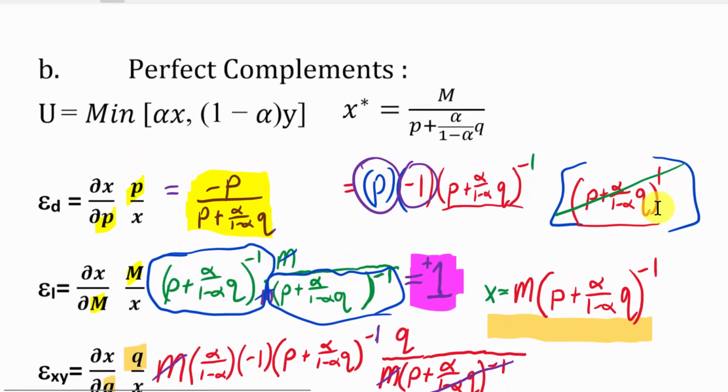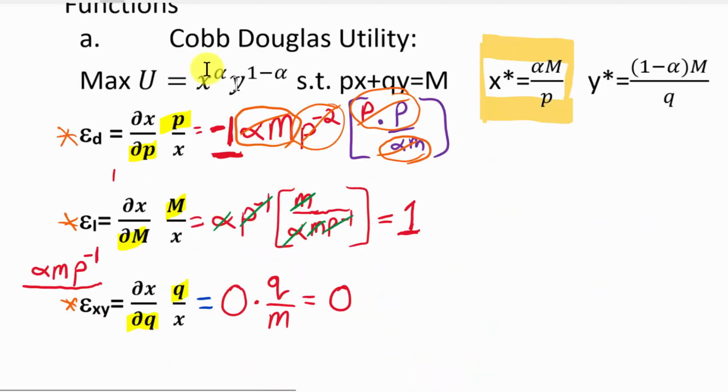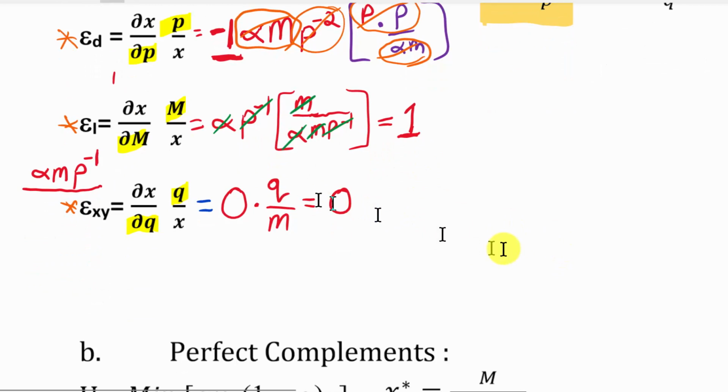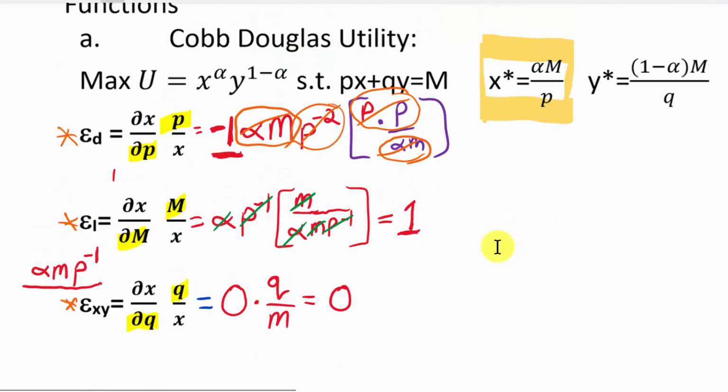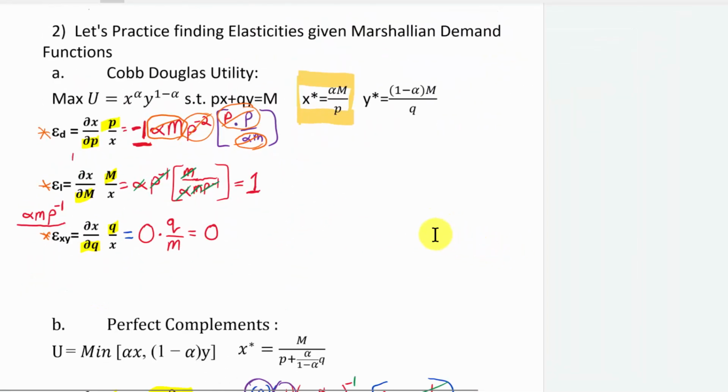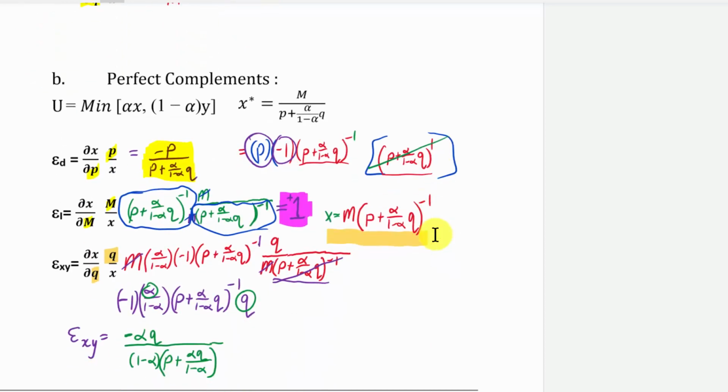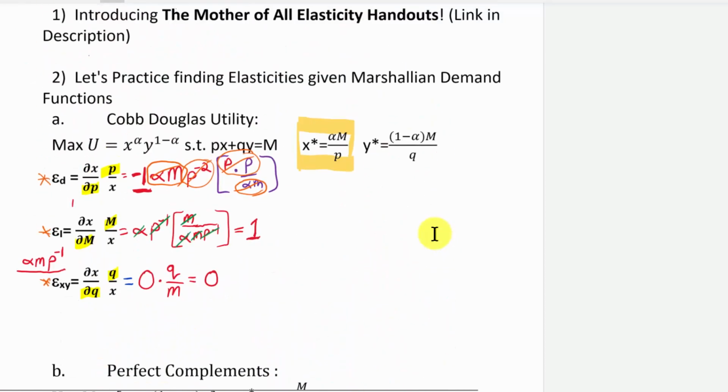The own price elasticity of demand was not too complicated in this case. Shockingly simple result for the Cobb-Douglas utility here. Always -1 for the own price elasticity, always +1 for the income elasticity, and always 0 for the cross price elasticity. So I think that's enough senseless math for one video.